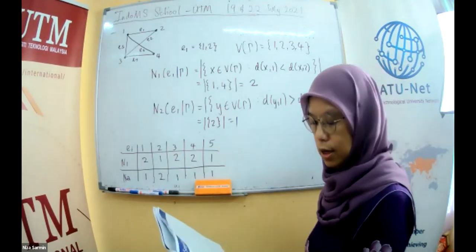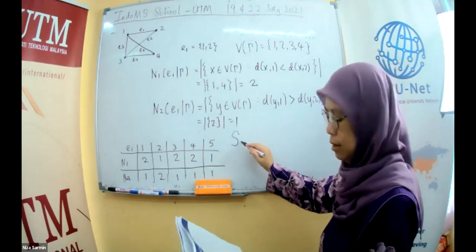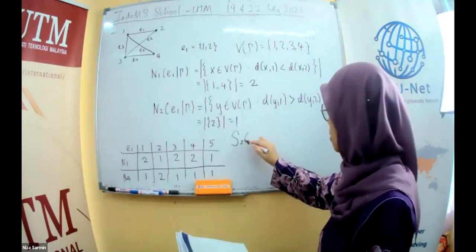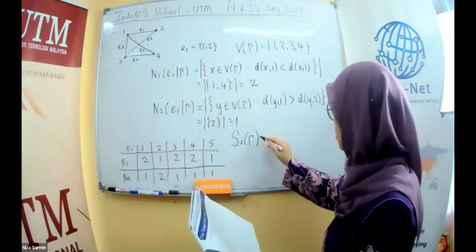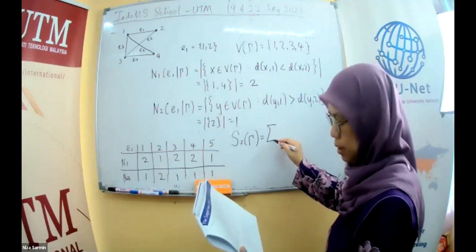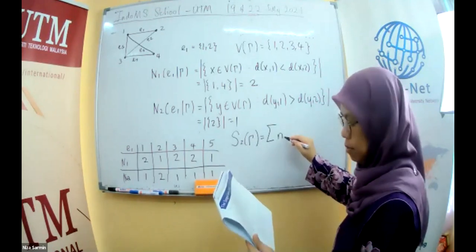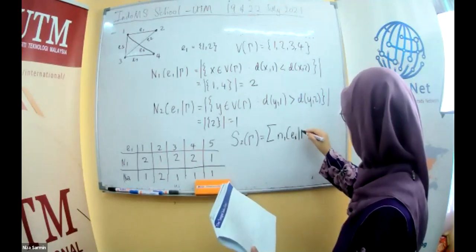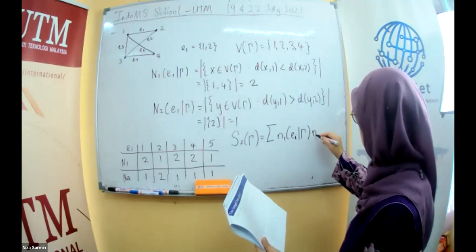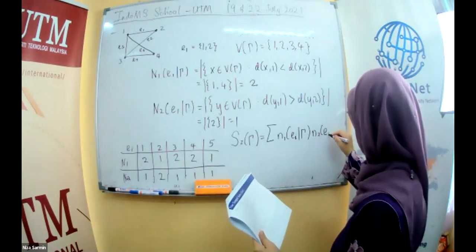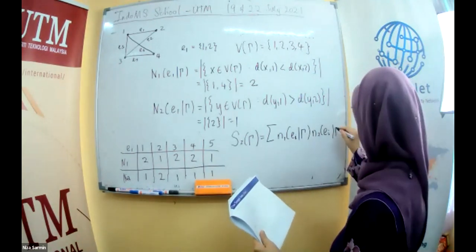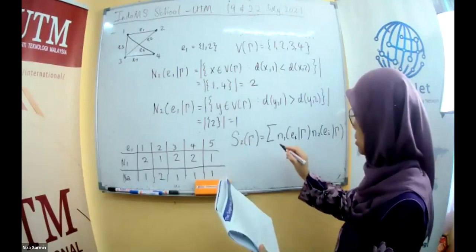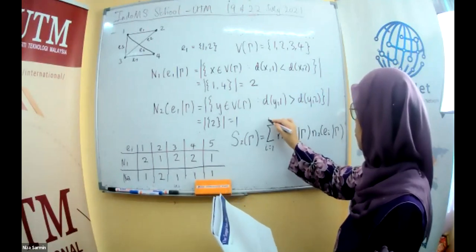Okay, and so we can find this to be N1 E1 I, this N2 I, this I1.